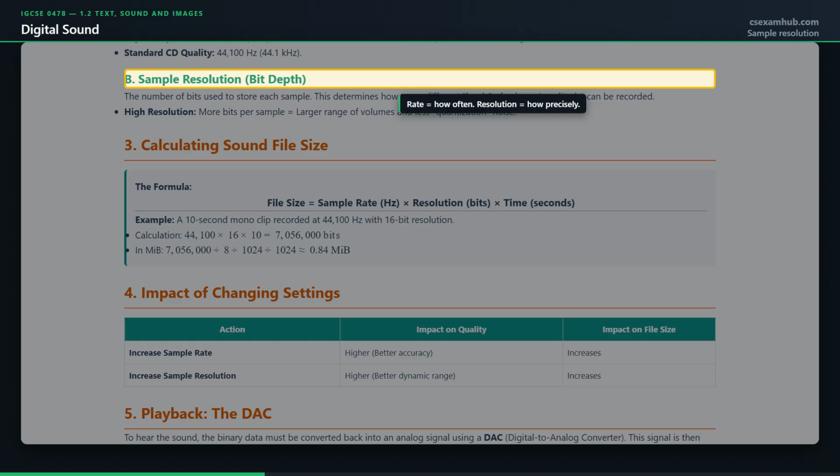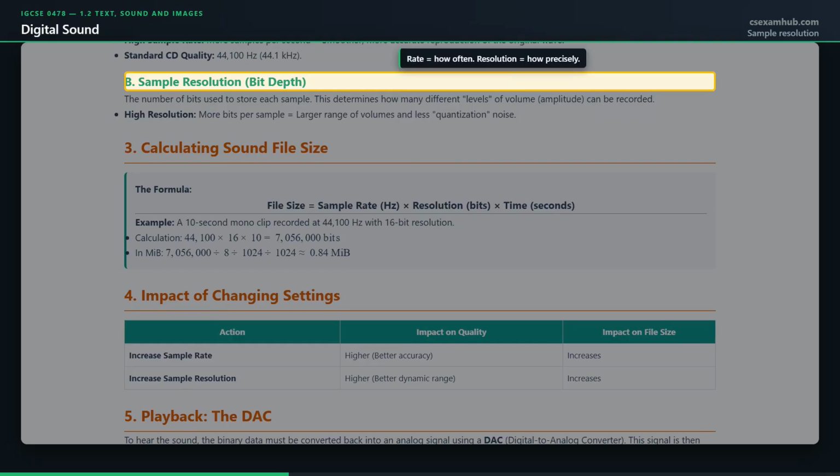So keep the two apart because this is what the exam tests. Sample rate is how often you measure. Sample resolution is how precisely you record each measurement. One is about time, the other about accuracy.